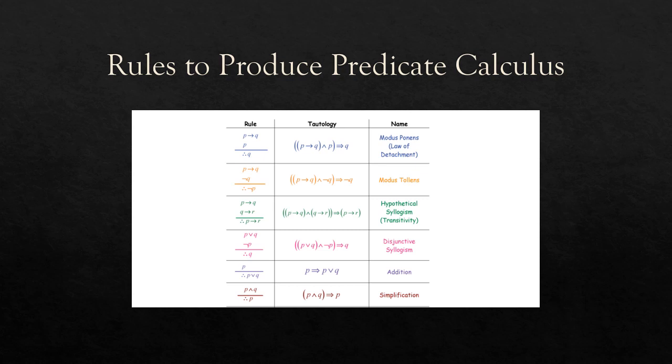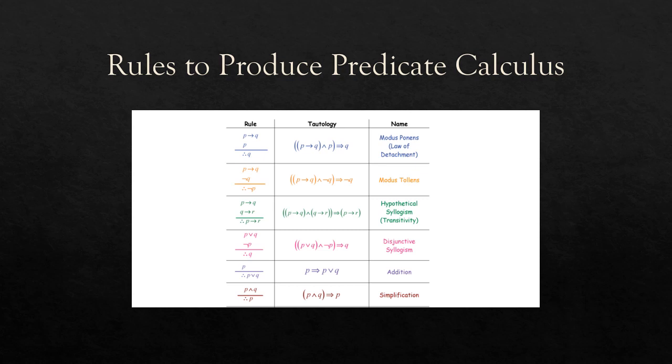The tautological representation is P implies Q and P implies Q. Modus tollens says the rule is P implies Q, and if not Q, then the result should be not P. The tautological representation is P implies Q and not Q, which implies not P.